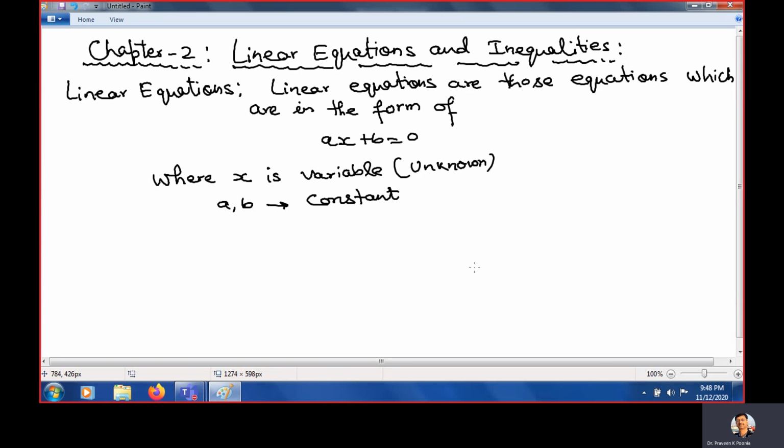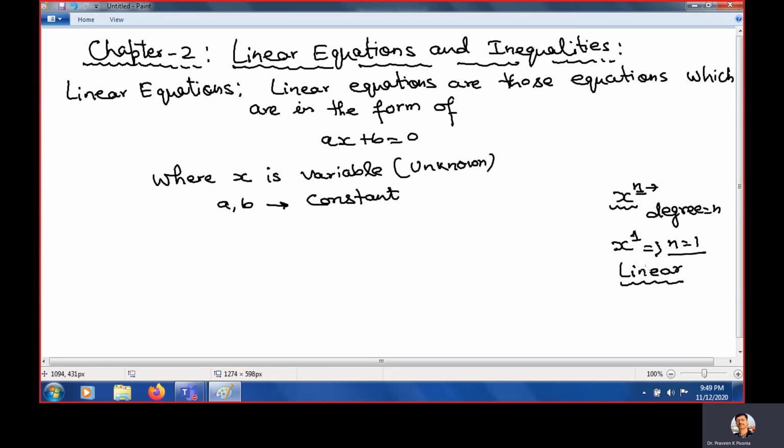What do you mean by linear? Linear means the degree of, if I am writing x power n, here the degree of x is n. This is named as degree. Degree of x is n. And if the degree of x is 1, meaning n is equal to 1, then it is called linear.